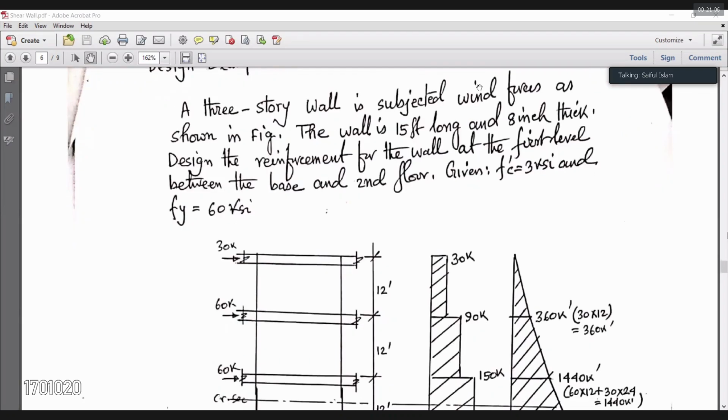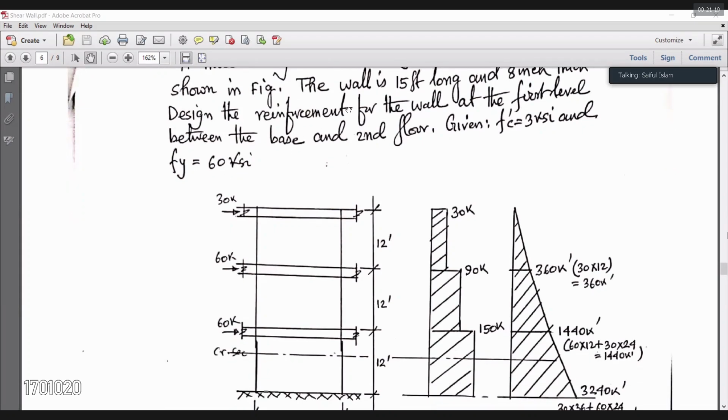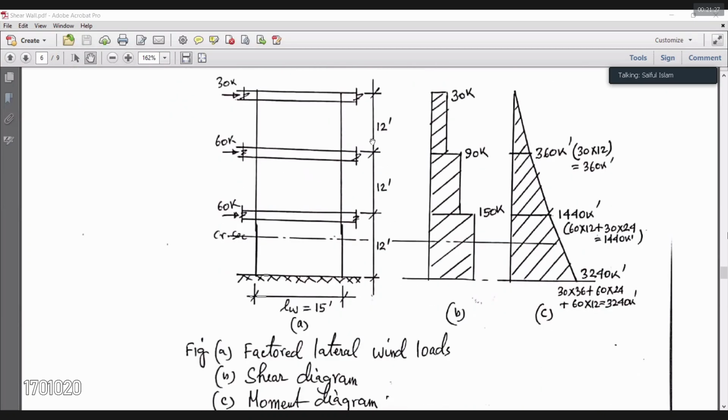A 3-story wall is subject to wind forces as shown in the figure. The wall is 15 feet long and 8 inches thick. Design the reinforcement for the wall at the first level between the base and second floor. Given f'c 3 ksi and fy 60 ksi. So you can see that figure. This is a building frame. These are the loads, wind loads.